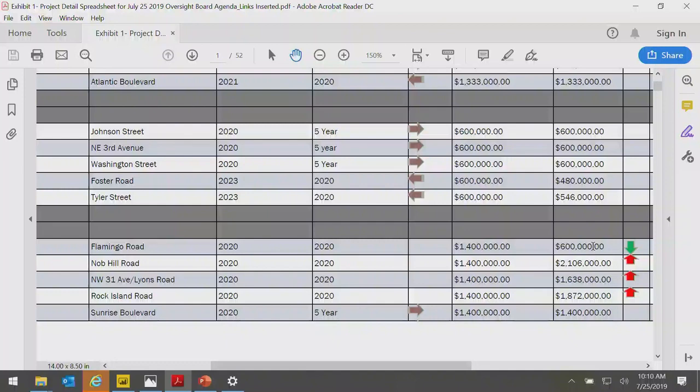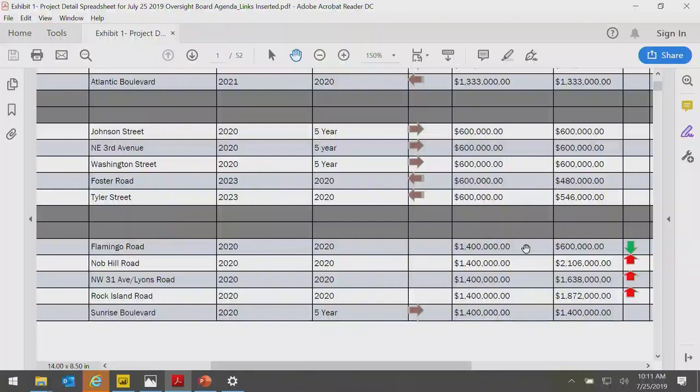Originally, it was estimated at $1.4 million. Again, what you see here is that, as I mentioned before, we use an average number when we estimated these projects during the planning phase. When we got into the details of that intersection, we believe that we can do it at a much lower cost. So that's why you have a $600,000, the green arrow going down.